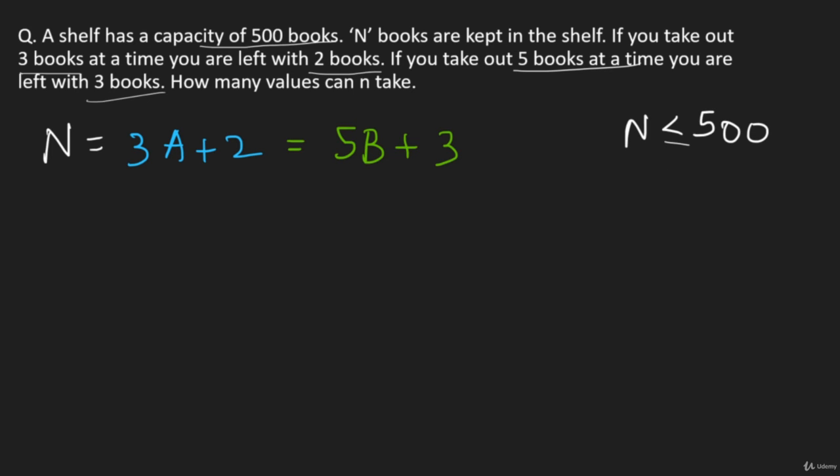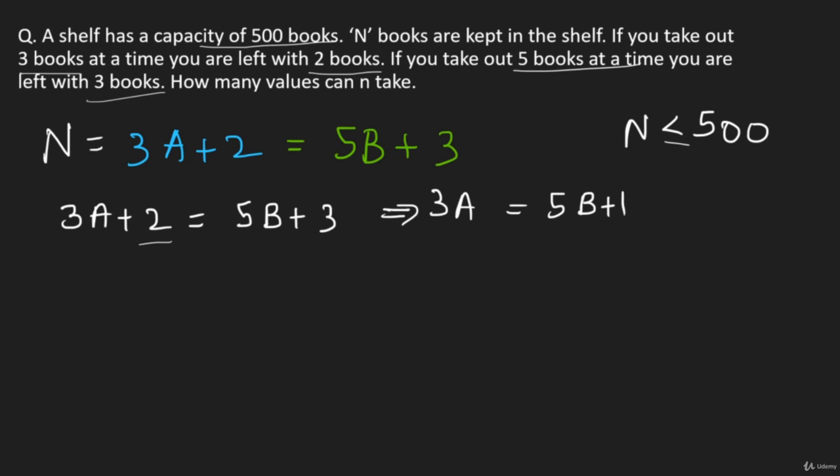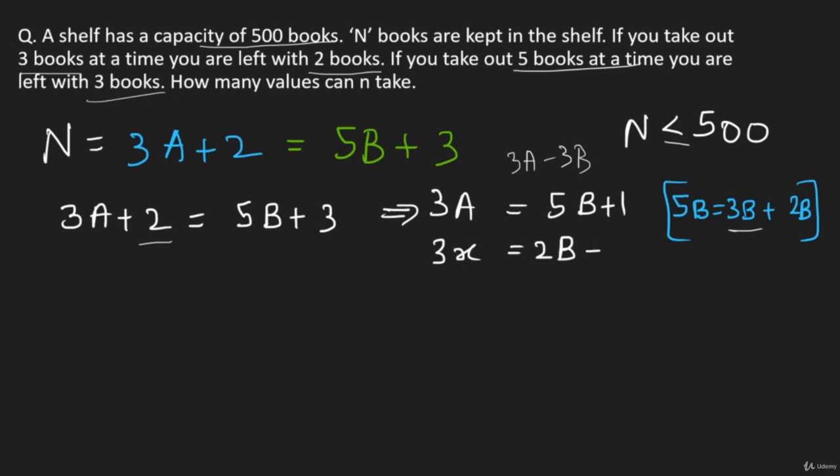Alright, now over here, I have 3a plus 2 is equal to 5b plus 3. Now let me take the 2 over here to the right hand side. So 3a is equal to 5b plus 1, right? Now 5b can be written as 3b plus 2b, and let me take 3b from here to the left. So on the left hand side, I'll have 3a minus 3b. This can be written as 3x, and 3x will be equal to 2b plus 1 because I've taken 3b from here. So I'm just left with 2b.